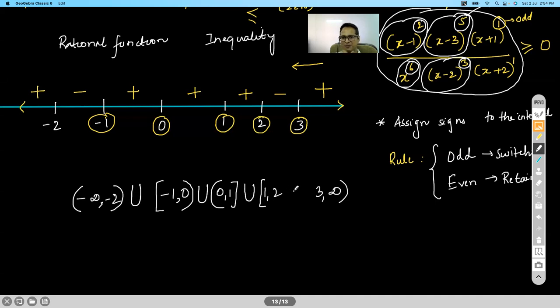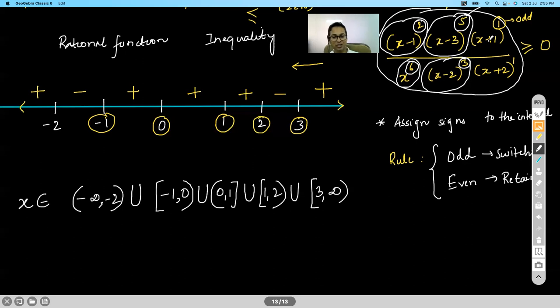2, can I include it? No. So what bracket should I put here? Round bracket again. Absolutely. Okay. 3, can I include it? Yes. So I'll put a square bracket. Okay. So your answer for x, that means the solution of the inequality that I gave you here, will be this. So this is basically the answer to this question.